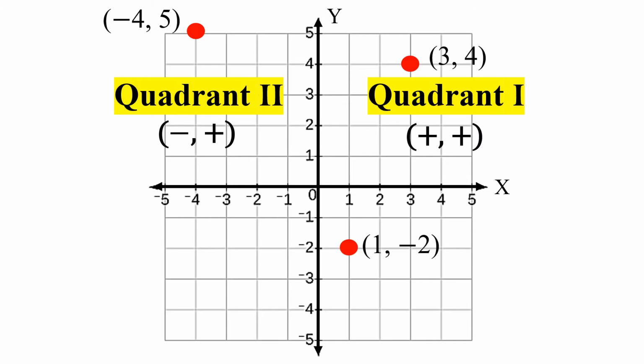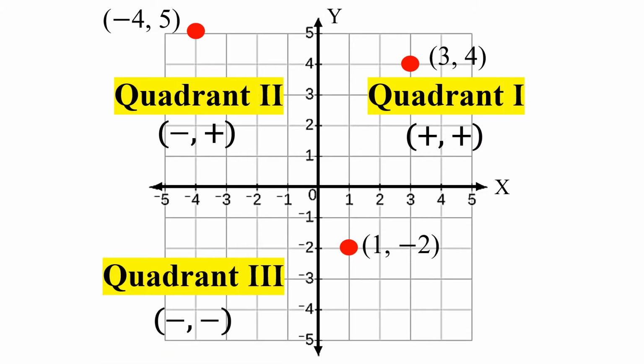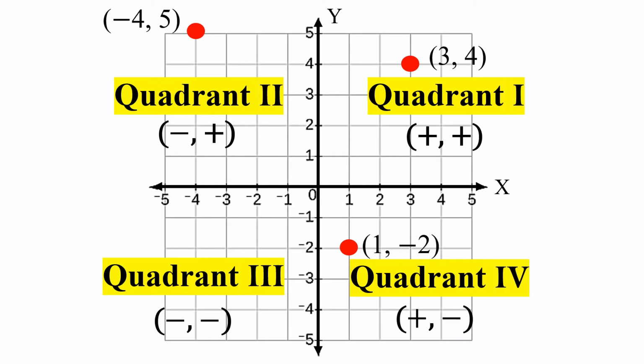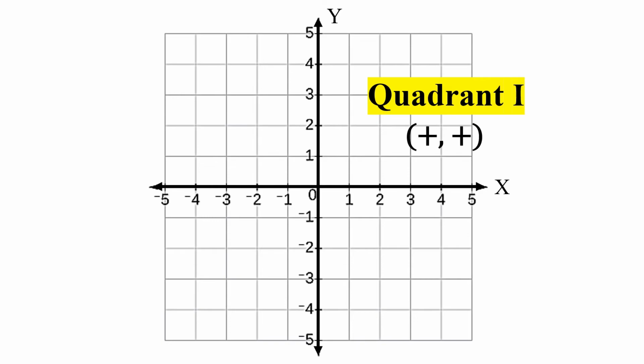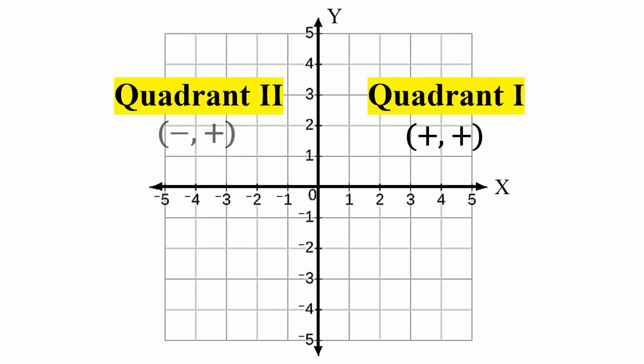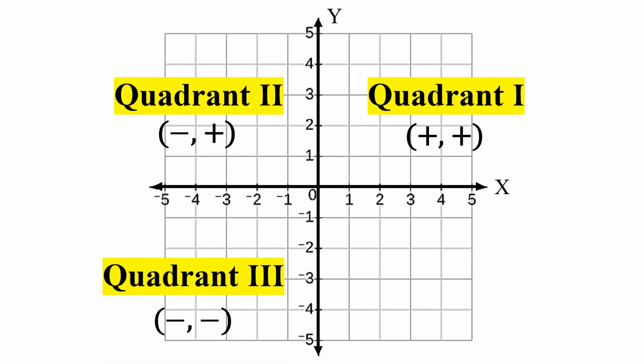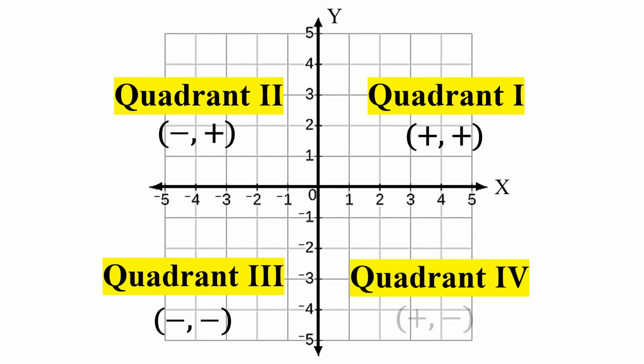Now, we are going to go down to the bottom left, and that is quadrant 3. X and y are both negative. And we go to the bottom right, we have quadrant 4. In quadrant 4, x is positive and y is negative. So, we go around this way when we count the 4 quadrants. So again, in quadrant 1, the signs are positive, positive. In quadrant 2, negative and positive. In quadrant 3, negative and negative. In quadrant 4, positive and negative.